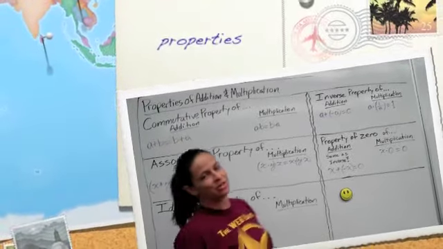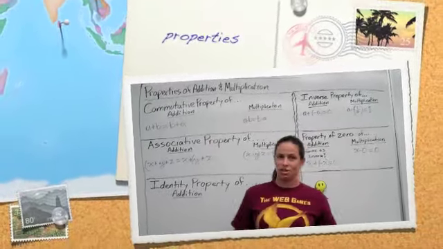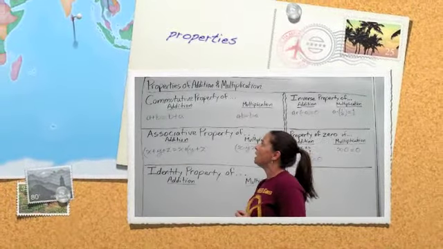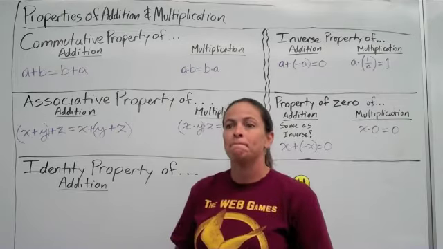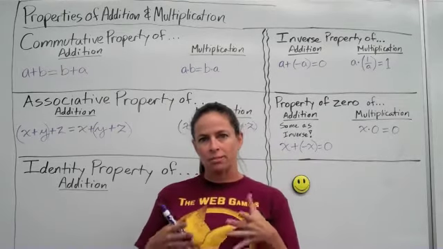Hello everybody, we are going to talk about properties of addition and multiplication today. Commutative property is our first property we need to know about. So think about the root word. What comes out of commutative?